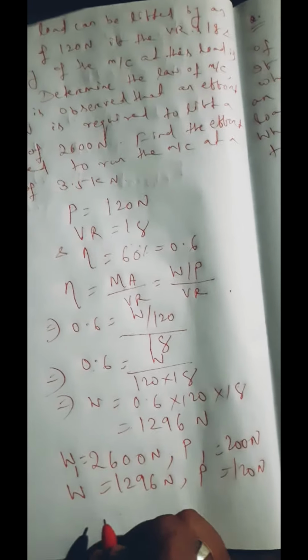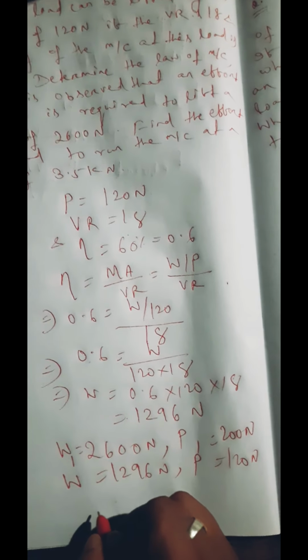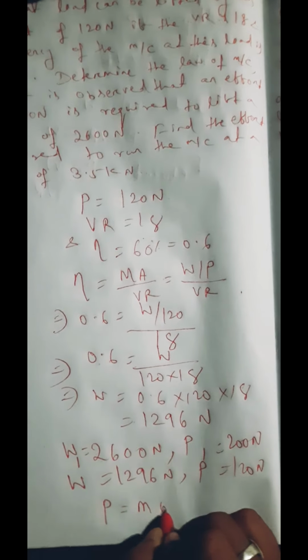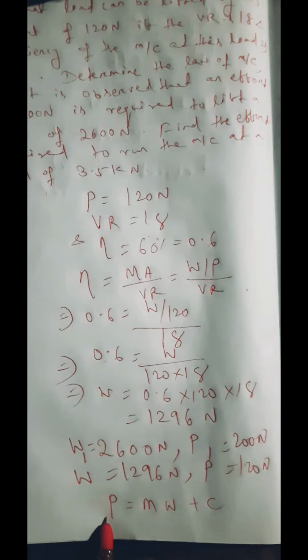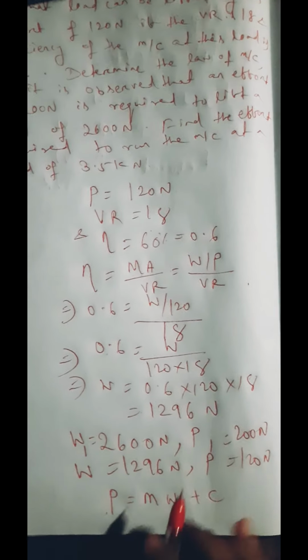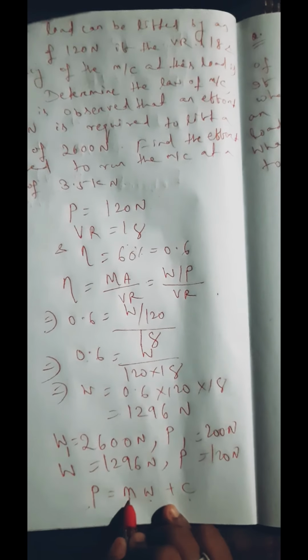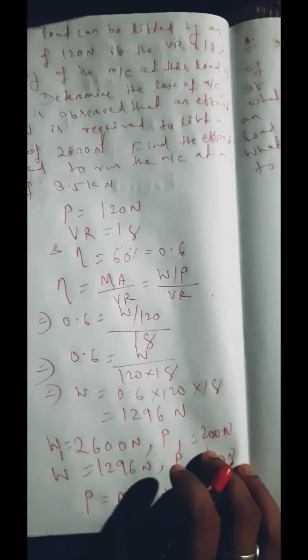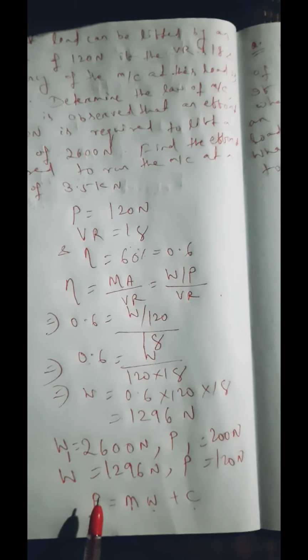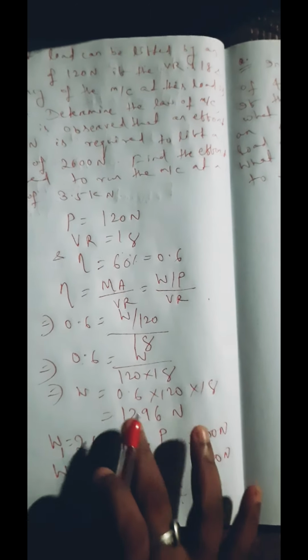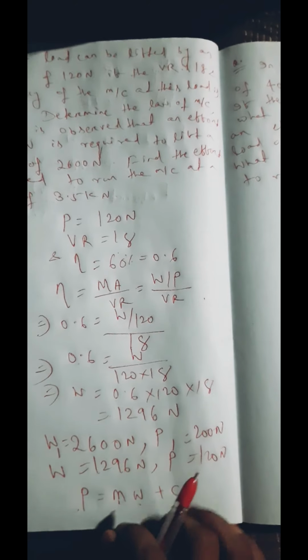So to find the law of machine, it describes the relation between the load and the effort. We have already discussed it. So P equal to mW plus C, where P is the effort required to lift a load, W is the load to be lifted, C is the y-intercept, that is the machine friction, and m is the slope of this straight line. So here we have to find out the equation. Two variables are given, so we will get two equations, then from there we will find the two unknowns. So we will solve it.